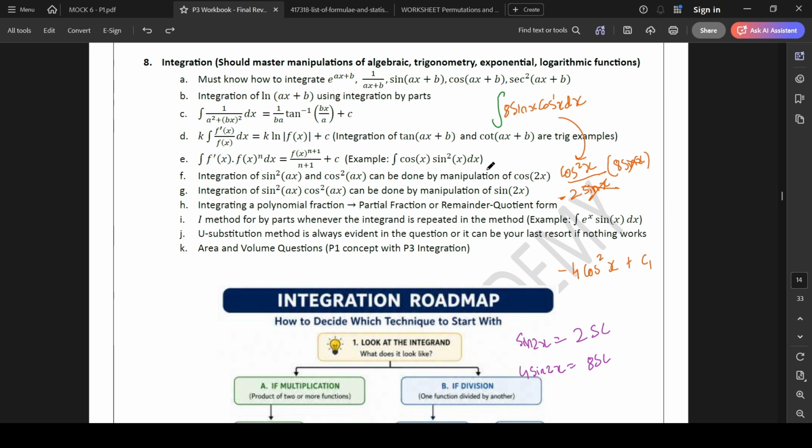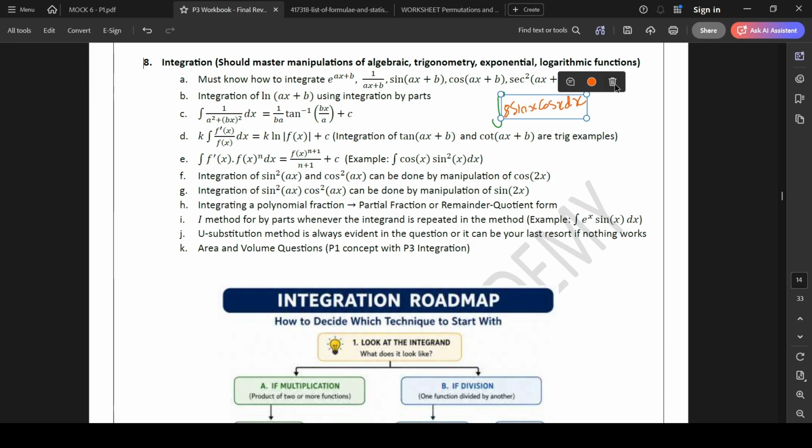Now let's talk about how to integrate sine square and cos square terms that are multiplied together. For that, let me just erase all of this very quickly. So yeah, let's see if I have to integrate sine square x cos square x dx.